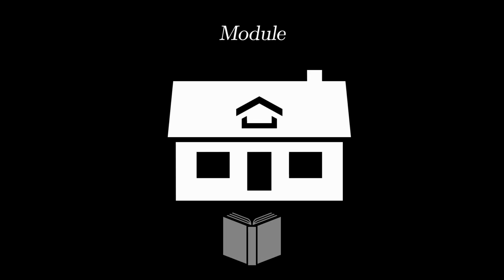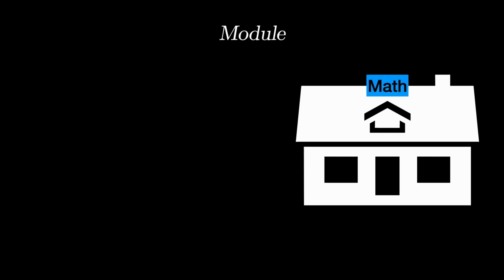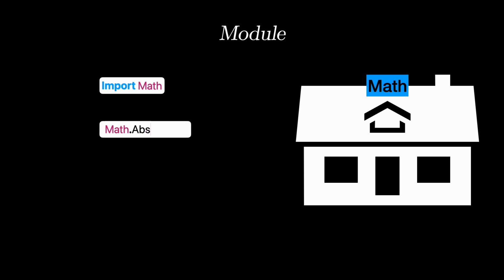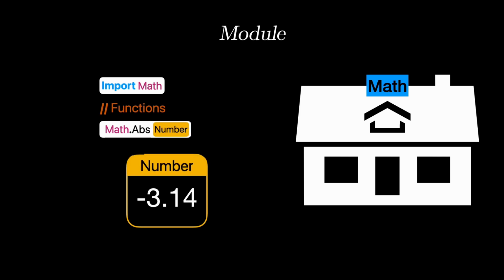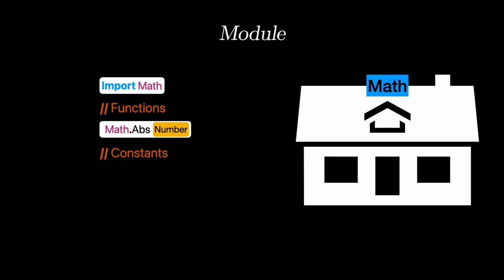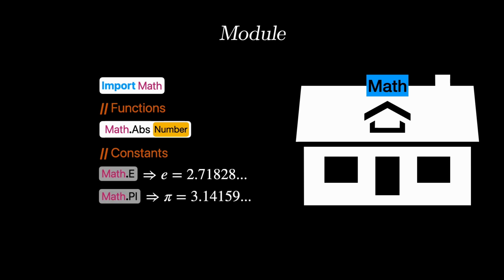For instance, if we want to use more advanced math functions, we can import the math module. Now we can use the functions inside it by module name dot function name. Like this, the abs function gets the absolute or positive value of a specific number. Besides functions, a module can also store constants, just like the math module contains mathematical constants like Euler's number and pi.